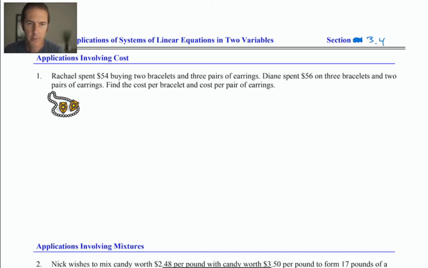Here Rachel spent $54 buying 2 bracelets, 3 pairs of earrings. Diane spent $56 on 3 bracelets and 2 pairs of earrings. And we want to find the cost per bracelet and per pair of earrings. So the unknown in this problem is cost per bracelet and pair of earrings. So I'm going to let B equal cost of a bracelet, and I will let capital E equal cost of a pair of earrings.